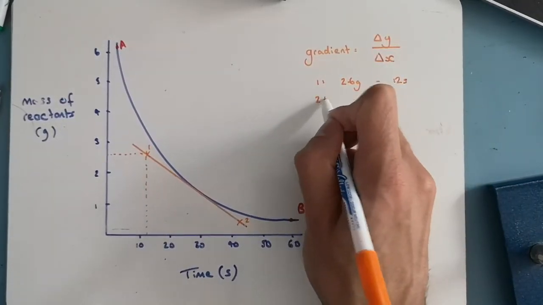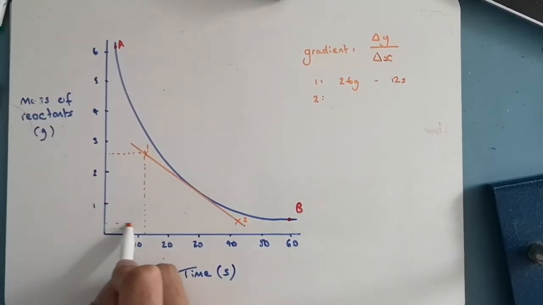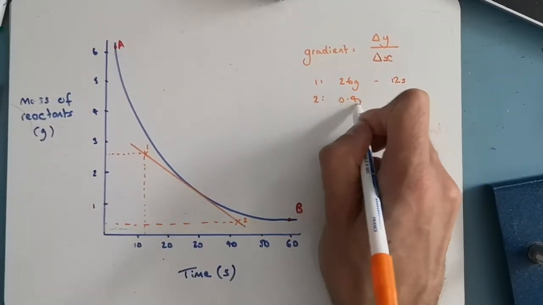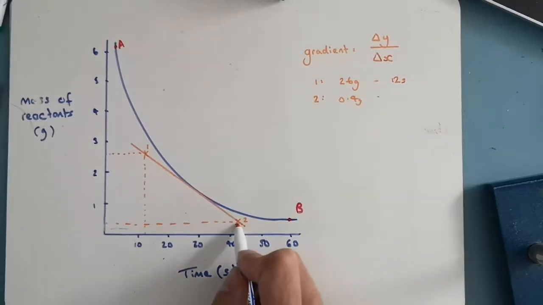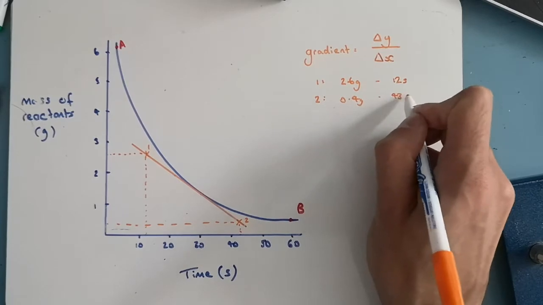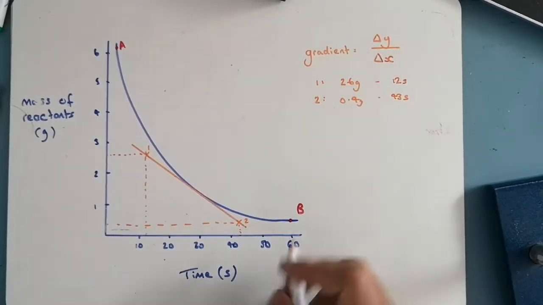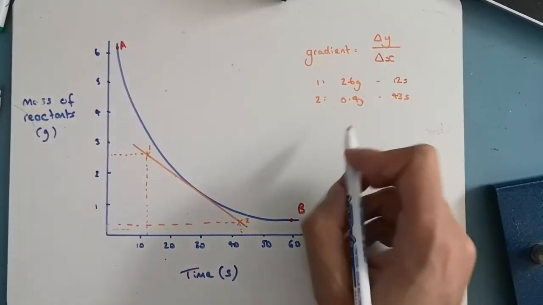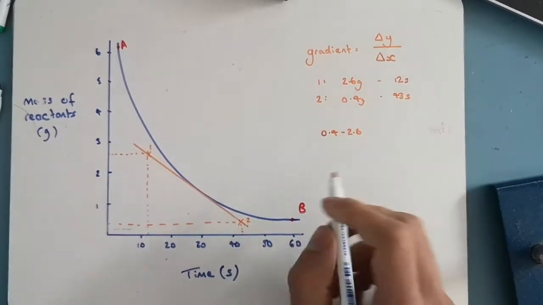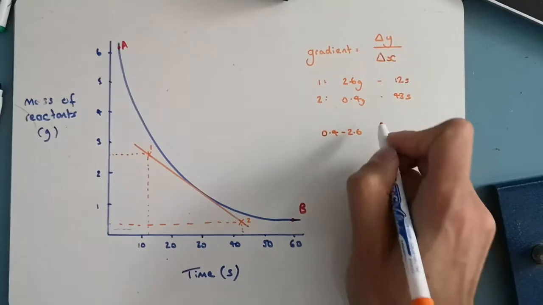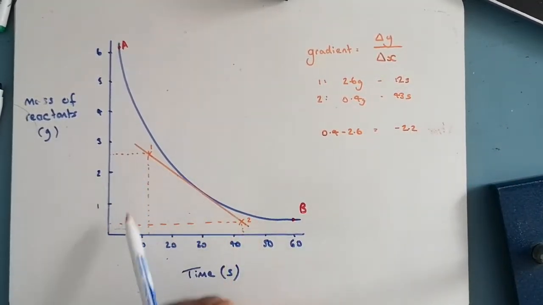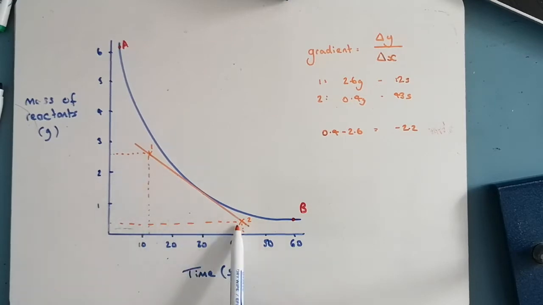Point 2 is 0.4 grams and 43 seconds. So we need the change in y. So this is 0.4 minus 2.6. What it was at the end minus what it was at the beginning. So we'll have minus 2.2 here. It's lost 2.2 grams between point 1 and point 2.